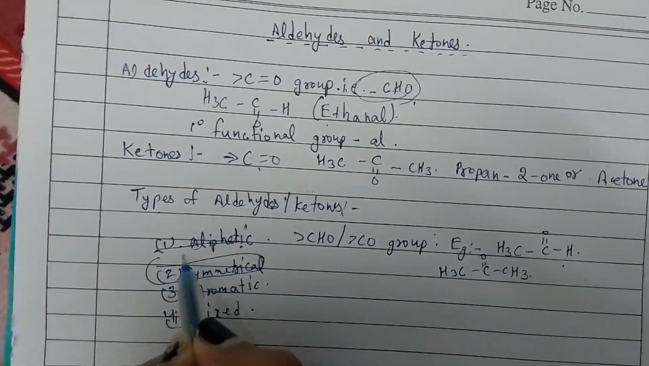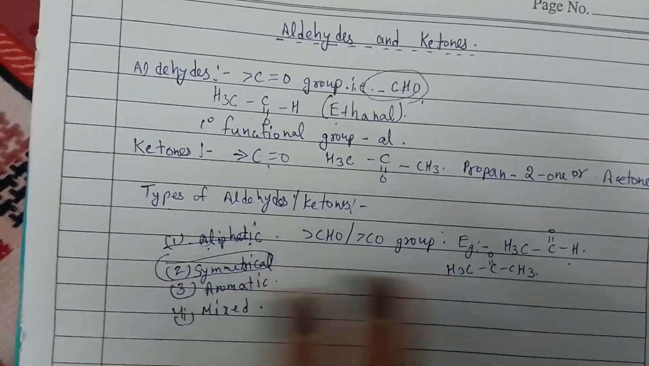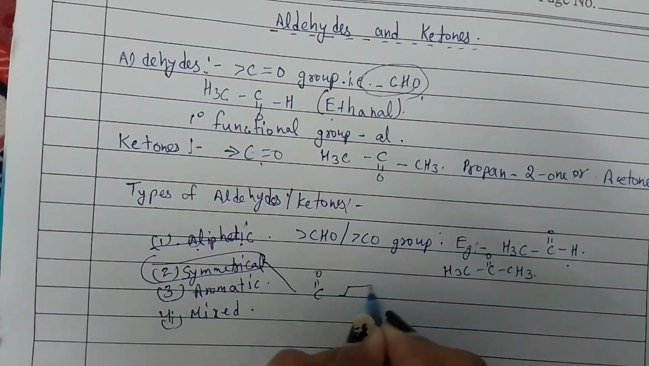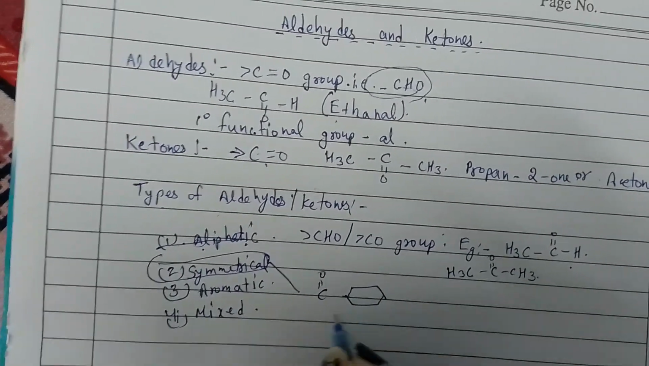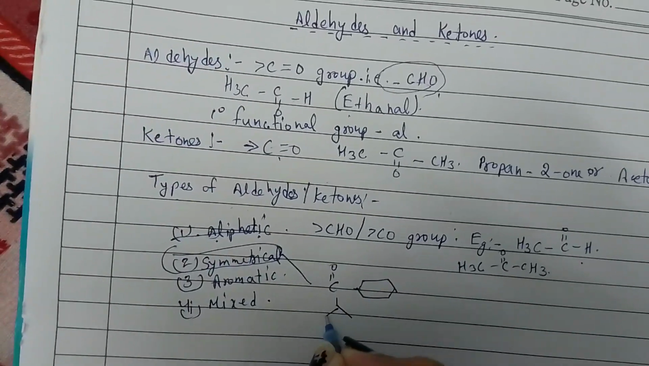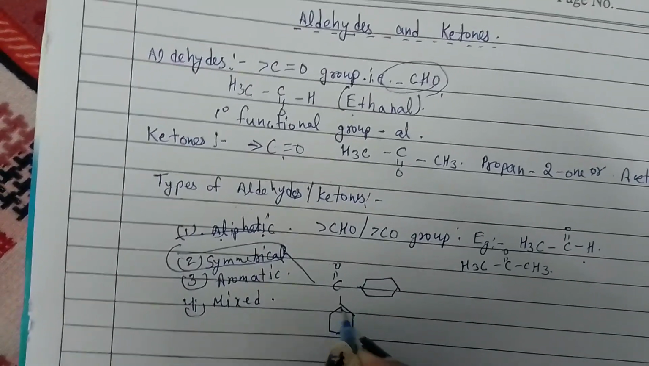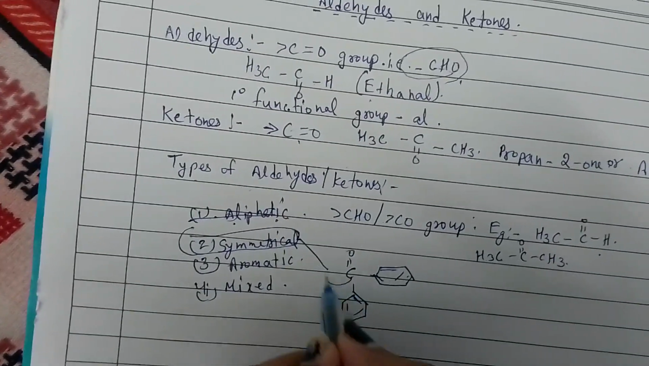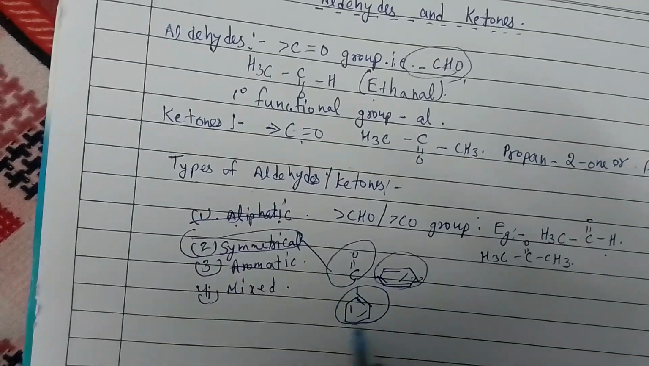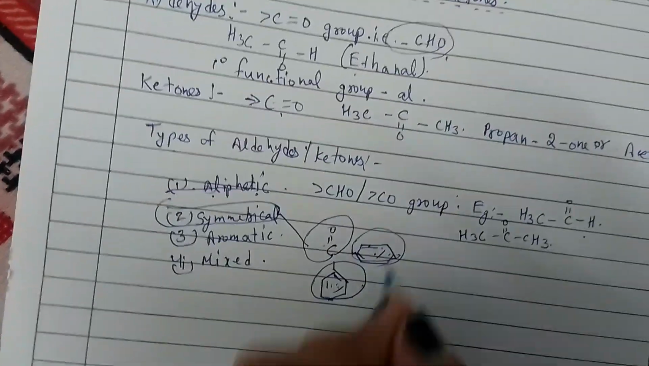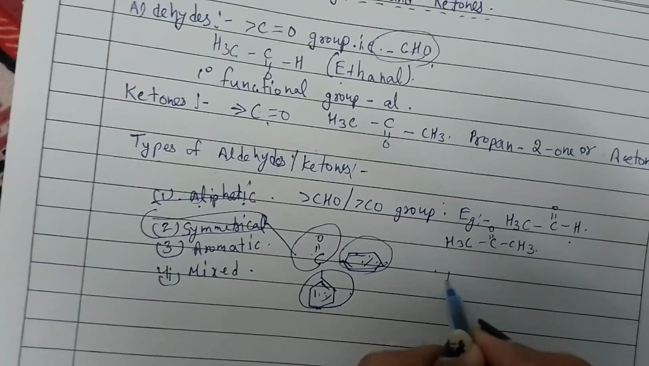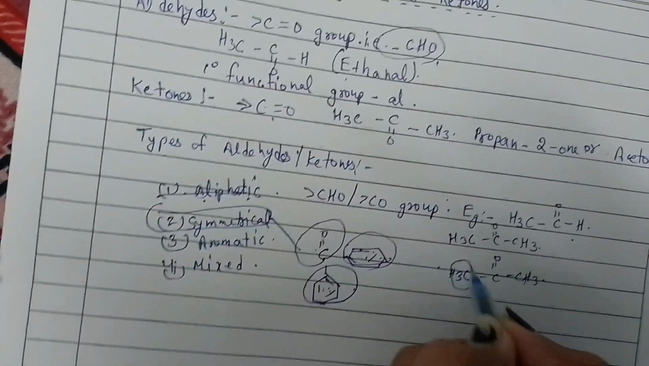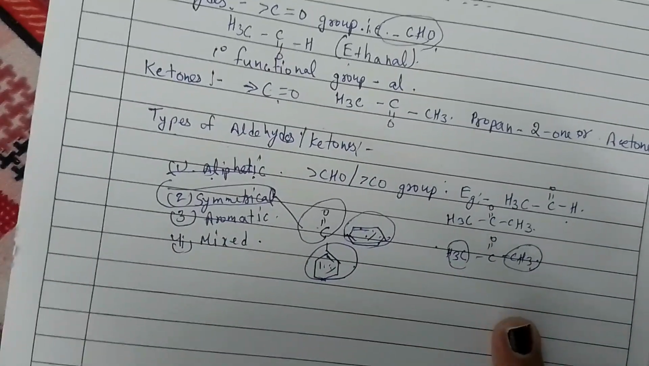symmetrical aldehyde or ketone, in which the same groups are present. For example, the same groups are attached to the carbon of the aldehyde or the ketone. Here we can see in the ketone two benzyl groups are attached, which are both the same. And the second example is CH3 C double bond O CH3. In this also the two groups which are attached are both the same.